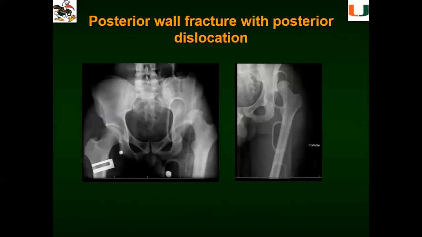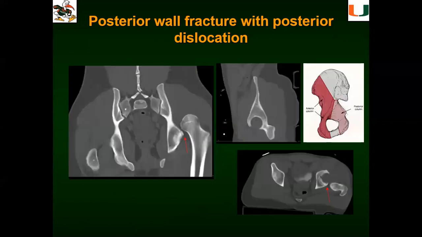Here's another example. In this case, the patient presented to the ER with that posterior hip dislocation and the concomitant fracture. And this is something that we don't like to do, which is a CT with that femoral head out of place. Unfortunately, they couldn't reduce it. They couldn't do a closed reduction on this.